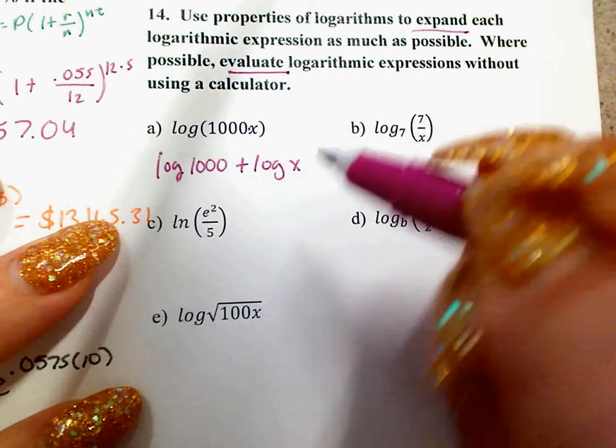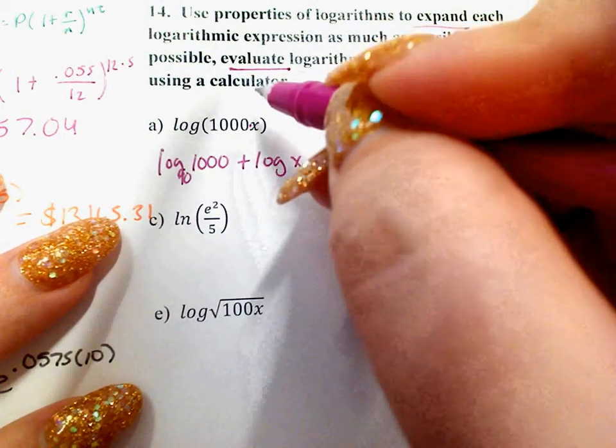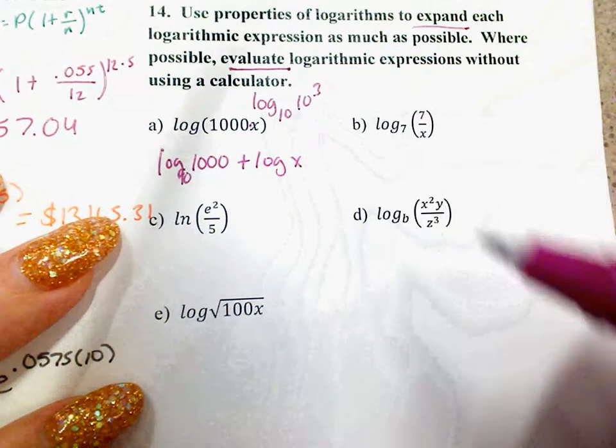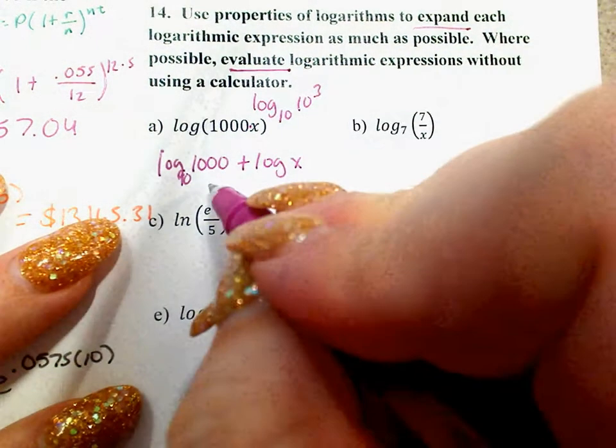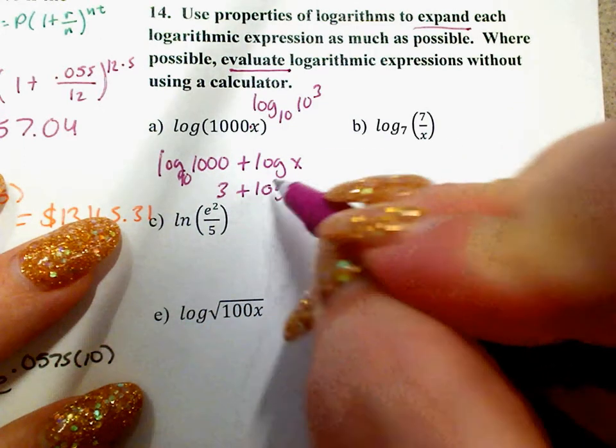But what's the base right here, guys? 10. 1,000 is 10 to the what power? 10 to the third. So what's log base 10 of 10 to the third? So the answer is 3 plus log of x. And that's what they would expect you to match it to.